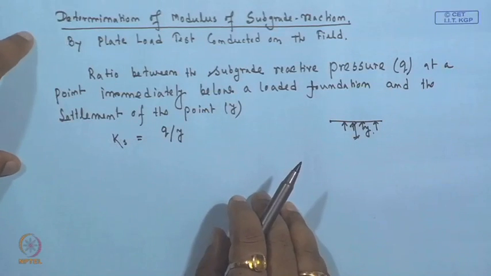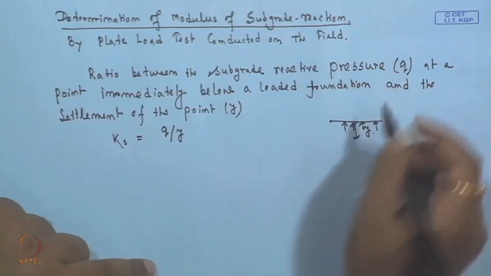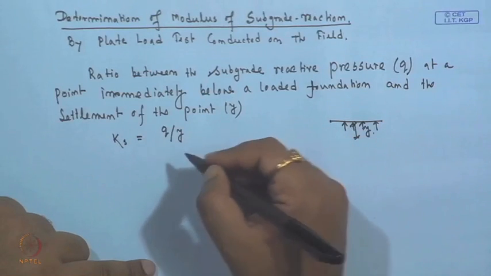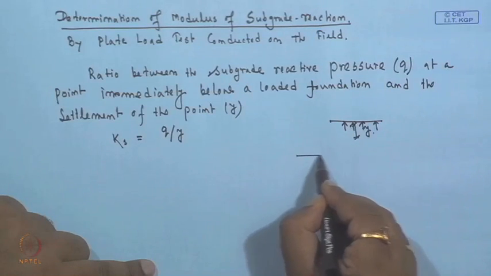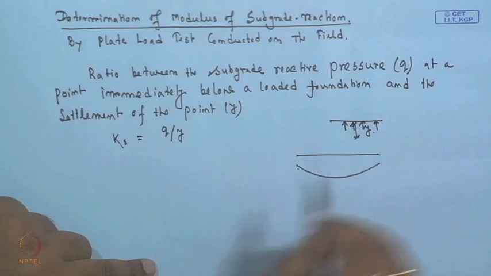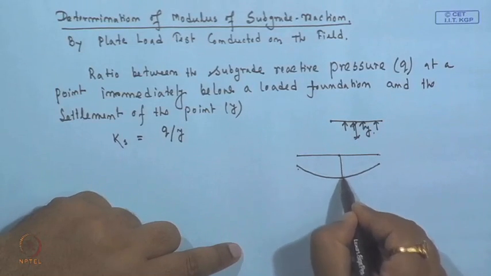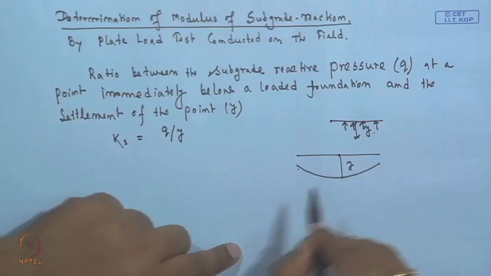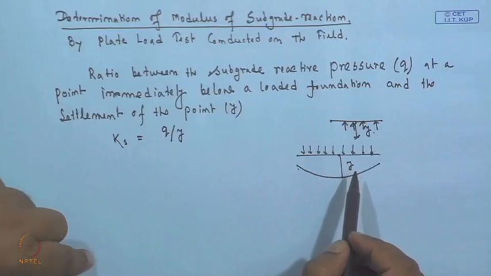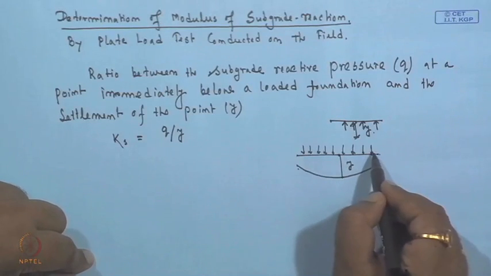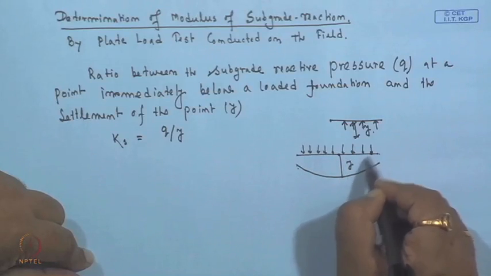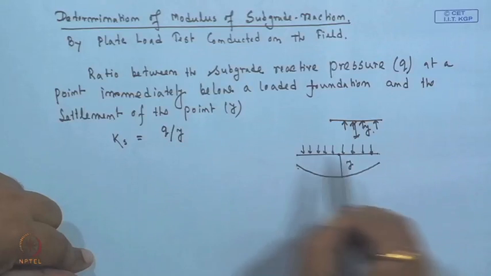Now this k is not constant throughout the soil, because as we know, for a flexible foundation uniformly loaded, there is a nonlinear distribution. If we apply the load, there will be this type of deformation of the soil. If this is Y and this is the uniformly distributed load applied over the foundation, then this deformation Y is not the same at all points. So if our load is constant and the deformation is not the same, then obviously this Ks value will change.